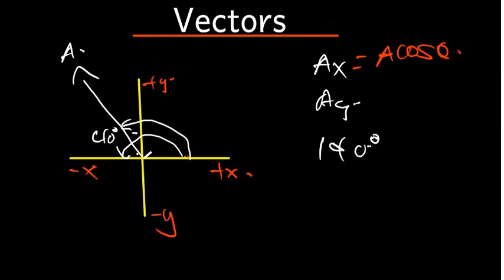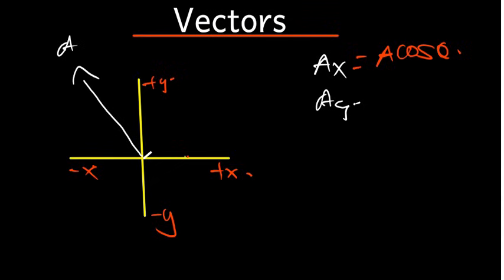Now, let's say we have vector A, and here is the angle. The angle there is 20 degrees. For us to resolve this vector, the angle comes from this line until it touches this line. We know that from this line all the way to this line, it is 90. So 90 plus 20 is supposed to be 110.